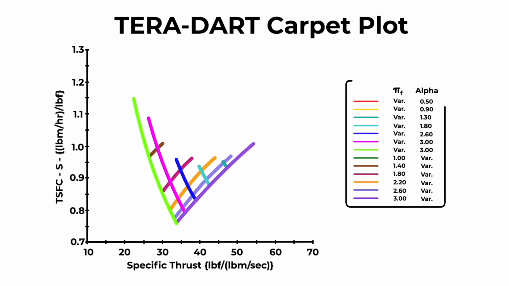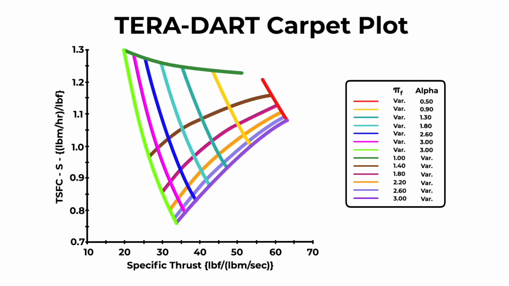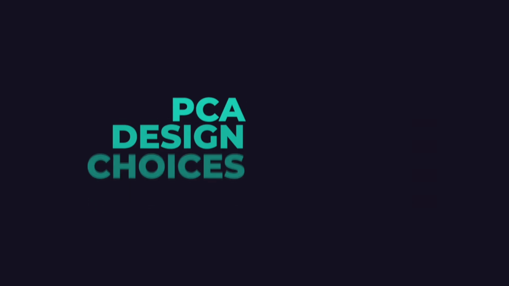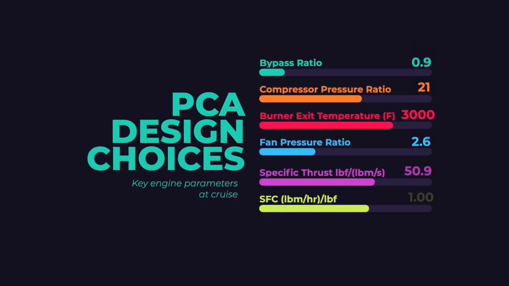Conducting a parametric cycle analysis yielded an engine model with a pi-c of 21 and TT4 of 3,000 degrees Rankine. This engine, known internally as the Sigma model, was chosen for its balance of good fuel economy and specific thrust, while remaining well within the bounds of technology limits, allowing for safe and reliable operation.